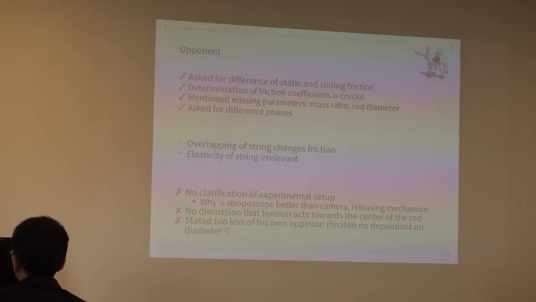And also of the overlapping of the string, whether this changes the friction, since the string will kind of stay up, which is also quite good. However, there was no real clarification of the experimental setup, why the stroboscope should be better than a camera, and of the releasing mechanism, how it was released. And also no discussion that the tension acts toward the center of the rod and not along the string, which would make a difference, especially in the theoretical results. And he stated too little of his own opinion, and even a wrong opinion in the clarifying questions.